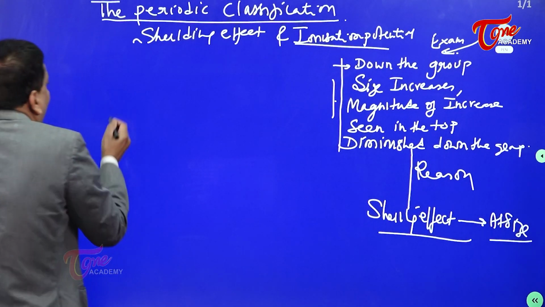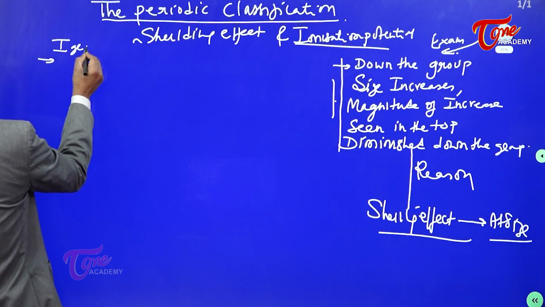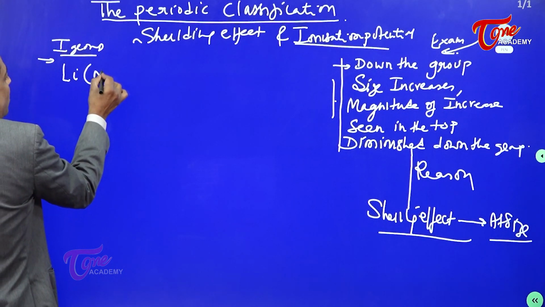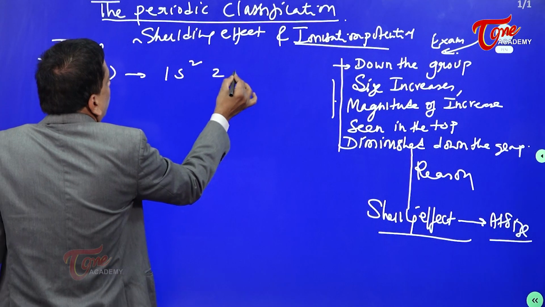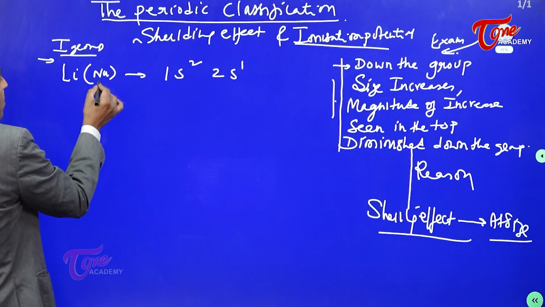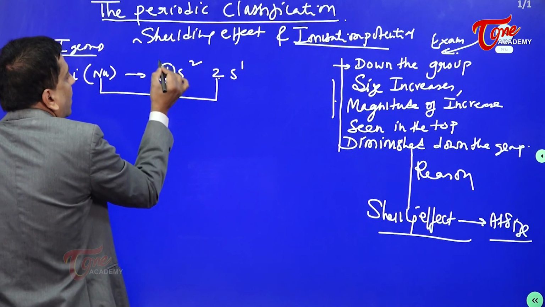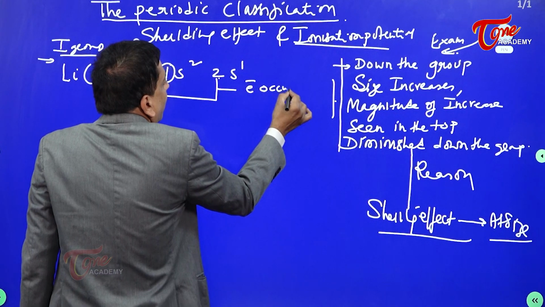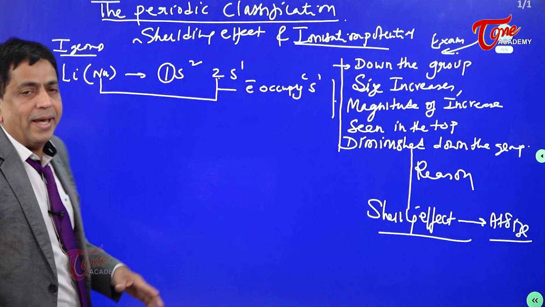If you actually take the case of the first group, that's better for you. If you look at lithium, this is the nucleus of lithium, and if I write the configuration, it is 1s2, 2s1. Between the nucleus and the outermost shell, you have only one subshell, that is, the electrons occupy S.